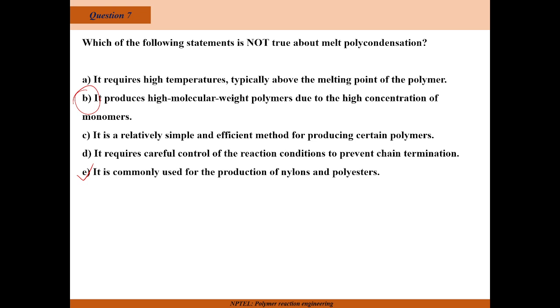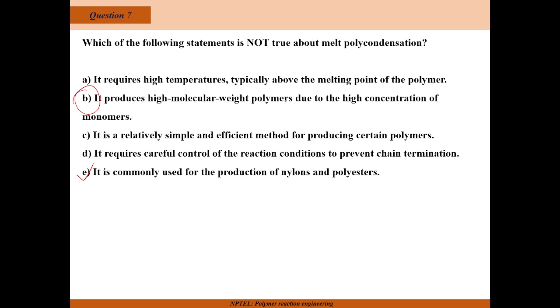I think what happens here is that as the concentration increases, the product-to-reactant ratio also increases, and it will then generally lead to the slowing down of the whole reaction process. It may slow down, but not necessarily. It should not necessarily produce low molecular weight; it may produce high molecular weight polymer.